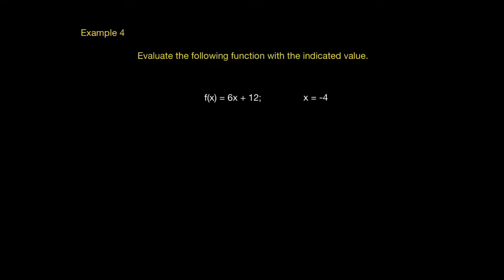Let's do one more. So here, this time our function is 6x plus 12. And we have to evaluate it at x equals negative 4. Everywhere we see an x, we're going to replace it by a negative 4. So let's write this. So we have f of negative 4. And that's going to equal 6 times x. But again, x is negative 4. So 6 times negative 4 plus 12.